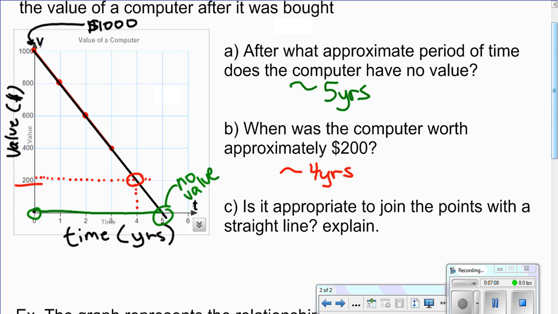So then the next question says, well, is it appropriate to join the points with a straight line? And so what I want you thinking about, and I know we've talked about this before, is the data discrete data or is the data continuous? So what that means is, does it make sense to have values in between? Can we have money between 1,000 and 800? Well, yes. Can we have values between $999 and $1,000? Yes. We have change and pennies and all that stuff. So value or money is a continuous property.